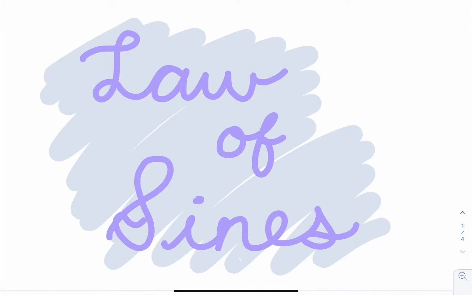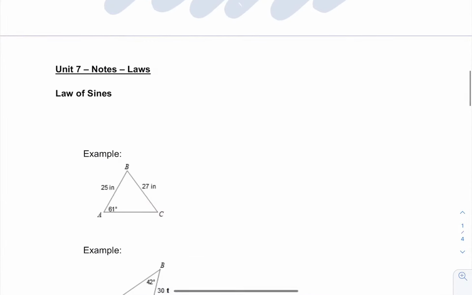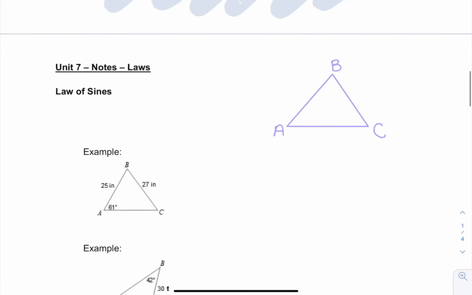In this video, we're going to be learning about the law of sines. So, if we have a triangle, any triangle, and let's say we label this angle A, this angle B, and this angle C, and then across from the angles, we have a little a, a little b, and a little c.